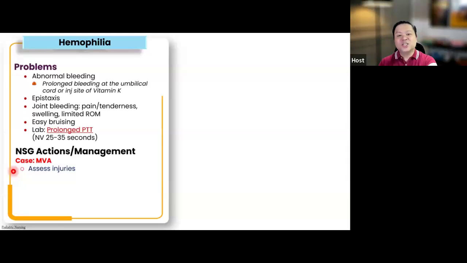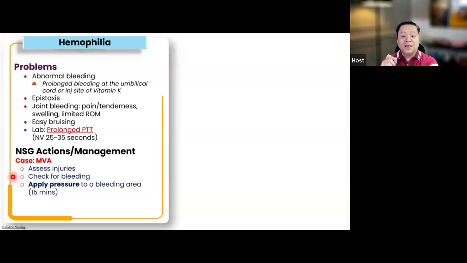We are going to check for the bleeding, okay? And we definitely need to apply pressure to the bleeding site for at least 15 minutes. Please take note of that. This is a very common nursing intervention for us, especially for hemophilic patients and for those patients with bleeding tendencies. We also need to monitor the vital signs for indications of internal bleeding or hypovolemic shock.